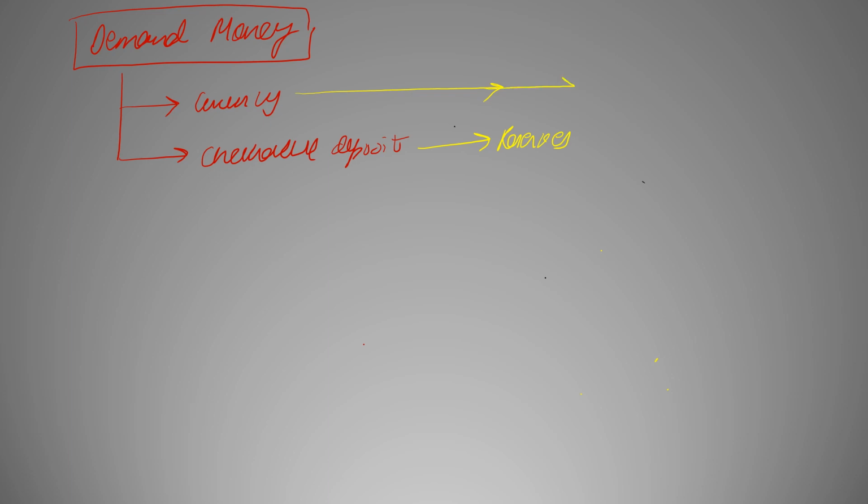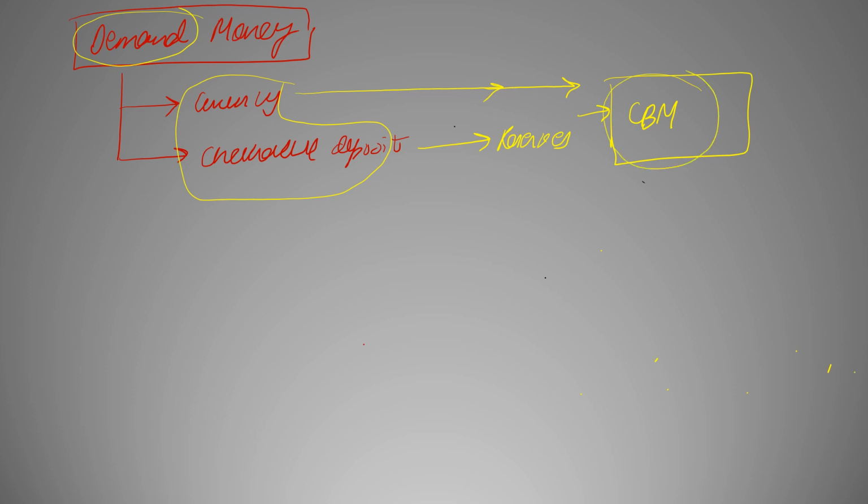So again, these two parts, reserves and currency, will make up CBM. So whenever money is demanded, these two things will be demanded. These two things will lead to demand for CBM. Now this is equal to CBM supply, because that can only be fulfilled when CBM is supplied. So this is the point where the interest rate is determined, and this is the equilibrium point. Okay.